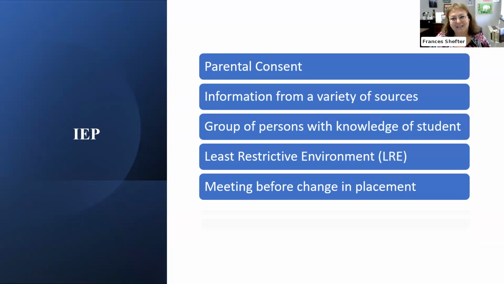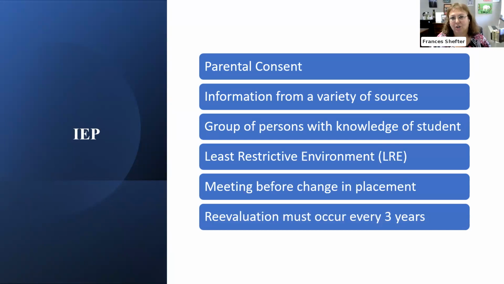With IEPs, reevaluation must occur every 3 years. That doesn't mean that the child has to be evaluated every 3 years, although usually I highly recommend it. It means that the IEP team needs to meet and discuss and determine if any additional evaluations are needed to be able to determine eligibility and to be able to educationally plan.